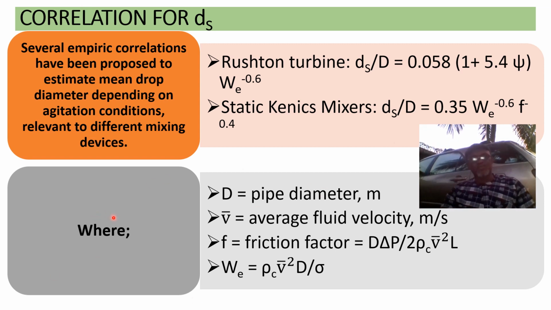Now we'll look at the correlations. Several empirical relations have been proposed or used to estimate the mean drop diameter depending on agitation conditions relevant to different mixing. We have the Rushton turbine; for the Rushton turbine, these have been used. For static kinetic mixers, this equation can be used, where of course D is pipe diameter, average fluid velocity, friction factor, and so on. And We is the Weber number, which we have met before.